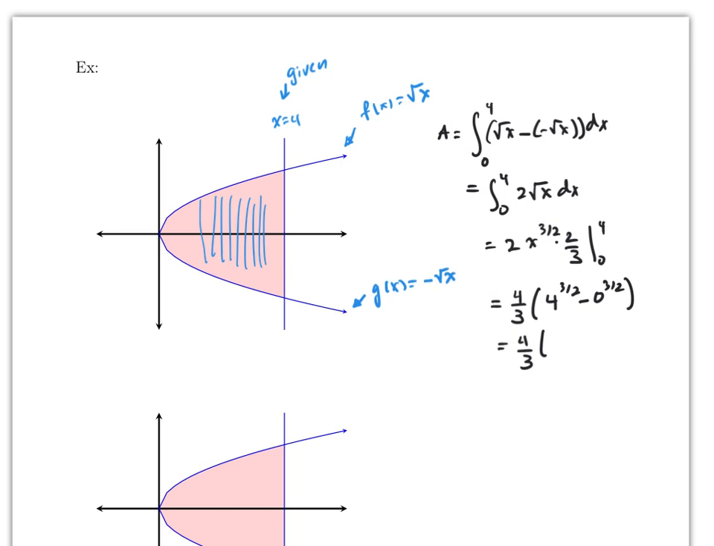4 to the 3 halves is actually equal to just 8. This is the same thing as 4 to the 1 half, which is the square root, cubed. So this is 2 cubed, which is 8. So therefore this is essentially just 32 over 3 square units, and that's it.